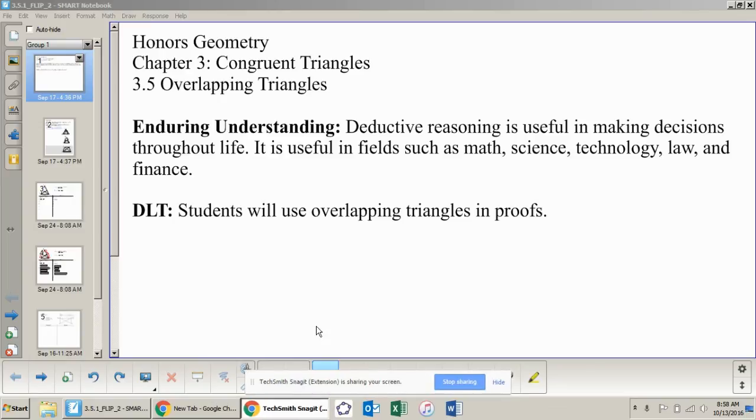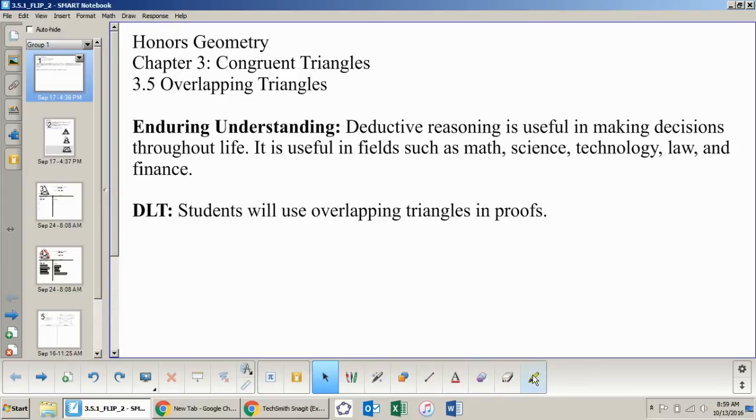Okay, welcome to Chapter 3. We're in Section 5. We'll be dealing today with proving triangles congruent when they are overlapping. So our learning target today is students will use overlapping triangles in proofs.